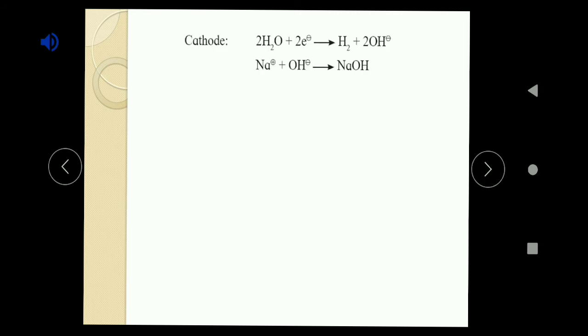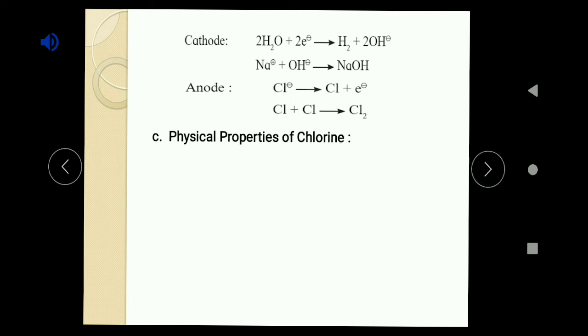And the reactions going on at anode and cathode are like this. At cathode, first we have taken brine solution, so water is there, it gives you OH minus ions along with H plus ions. These OH minus ions will react with Na plus ions at cathode and give you NaOH. While Cl minus ions will be liberated at anode and will get converted into chlorine gas. Thus, by electrolysis of NaCl or solution of brine, we get chlorine. So this is the second industrial method of chlorine.